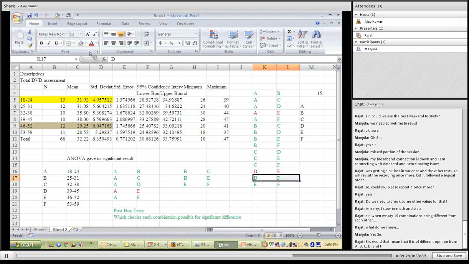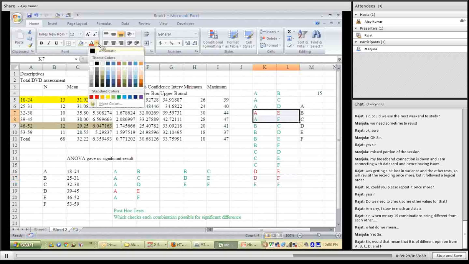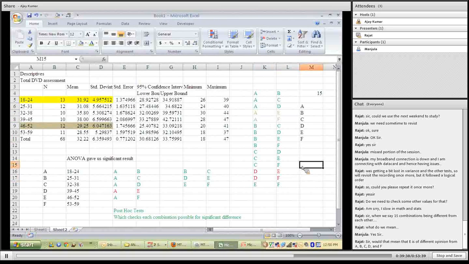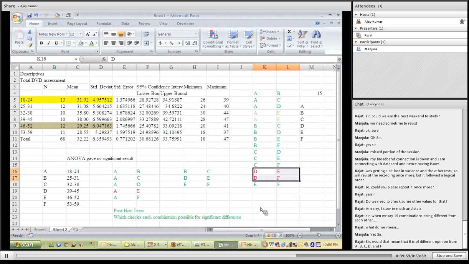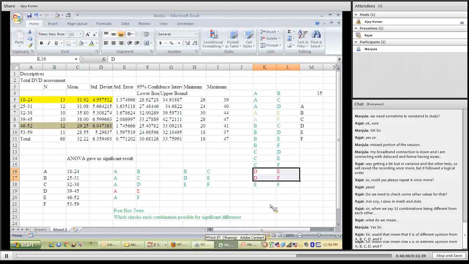So now I will make the rest green because they are not different, right? Now look at this. Out of all these combinations, only these two were different, right? And it is because of this that we said that the entire group is different. So now when we have done post hoc tests, we have actually come to know where this difference is actually lying. This is something which is told to us by the post hoc test, and that is what I meant by combinations. So does that make sense, Rajat?